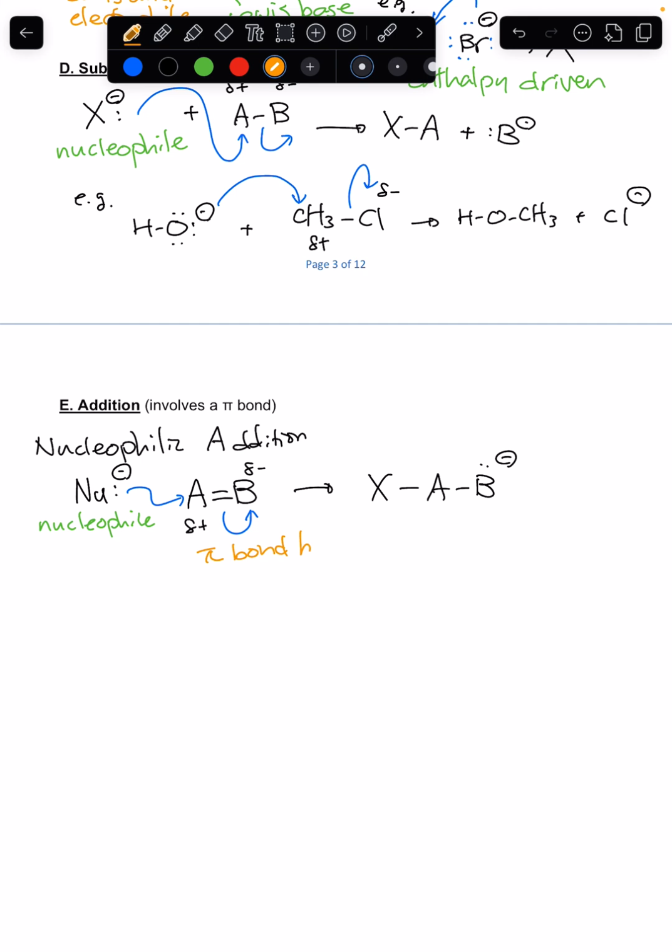And in the process the pi bond broke. But I want you to notice we gained a sigma bond. So, is it entropy or enthalpy driven? If you guessed enthalpy, you would be right, because you gained a sigma bond at the cost of a pi bond. So that's a good thing, right? The sigma bonds are stronger.